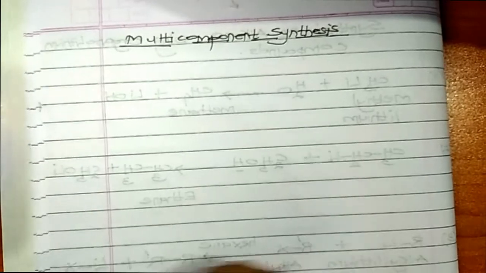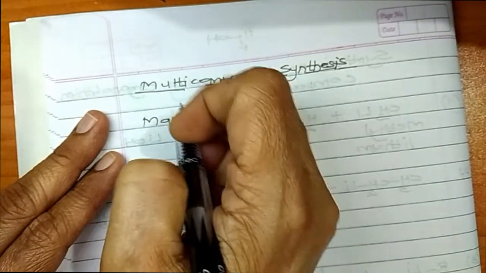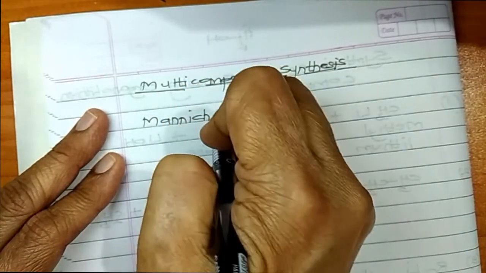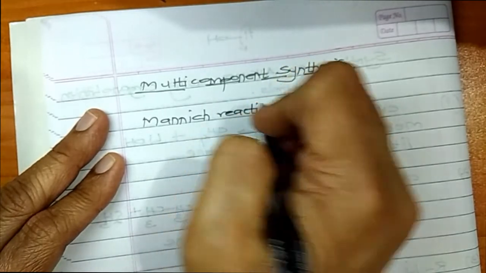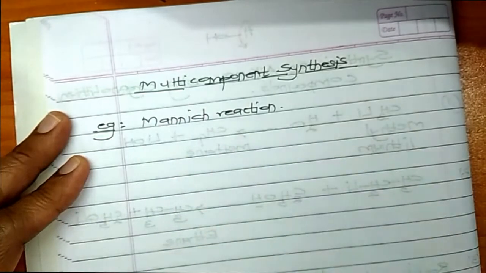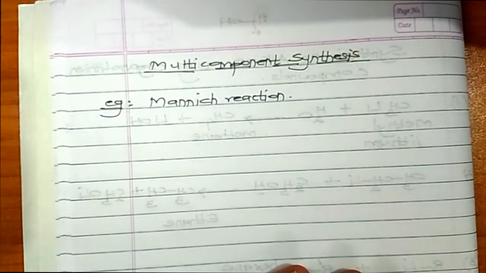Now, a typical example in your syllabus is the Mannich reaction. So today, I have told you the definition of multi-component synthesis, and now we see what this particular reaction called the Mannich reaction is. A classical example is this one, which you call the Mannich reaction. I'm going to teach you the Mannich reaction, but before that, exactly what is the Mannich reaction?